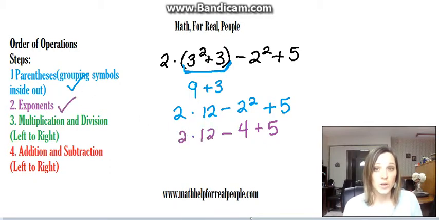Trust me, keeping it organized is very helpful. Multiplication and division from left to right. Well, there's only one multiplication here, so we only have to do that part. 2 times 12 is 24.